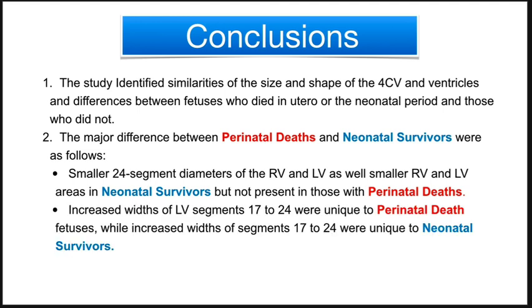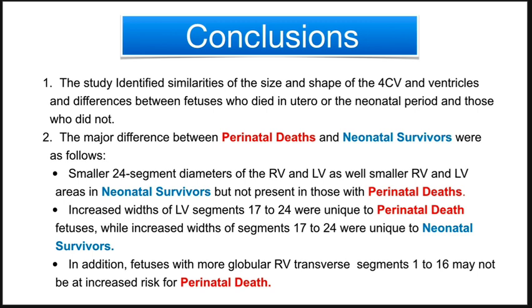Increased widths of left ventricular segments 17 to 24 were unique to perinatal death fetuses, while increased widths of right ventricular segments 17 to 24 were unique to neonatal survivors. In addition, fetuses with more globular right ventricular transverse segments 1 to 16 may not be at increased risk for perinatal death.